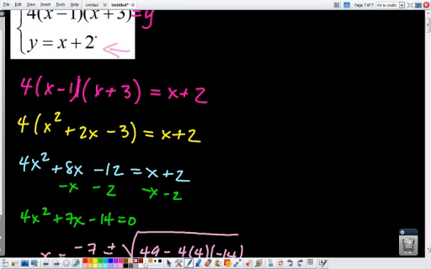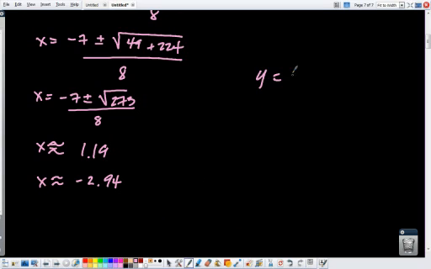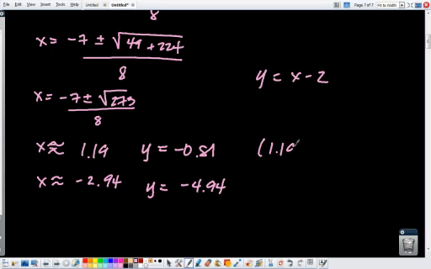So y equals x minus 2. So basically, I'm going to go ahead and start down here since this is the number I've left in my calculator. So I end up with -4.94 for y, and 1.19 minus 2 is -0.81.